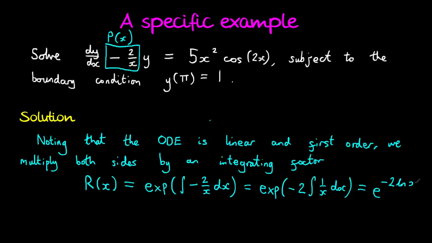Okay, you might think, well, don't we need an arbitrary constant? In this case we don't, because we're going to multiply both sides of the differential equation by r of x. If we did add an arbitrary constant in, we'd end up multiplying both sides and it would cancel. So when you're working out what the integrating factor is, you actually don't need to worry about the arbitrary constant.